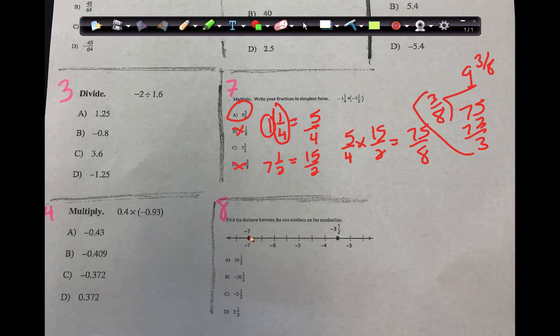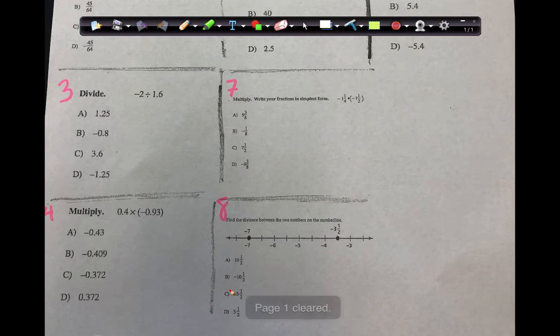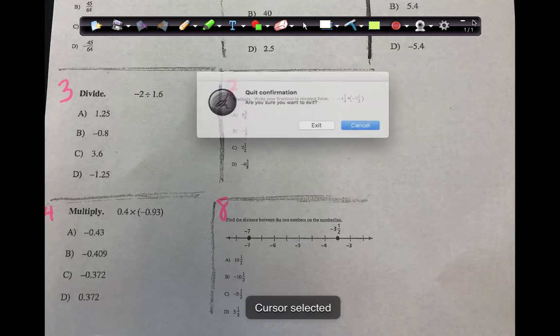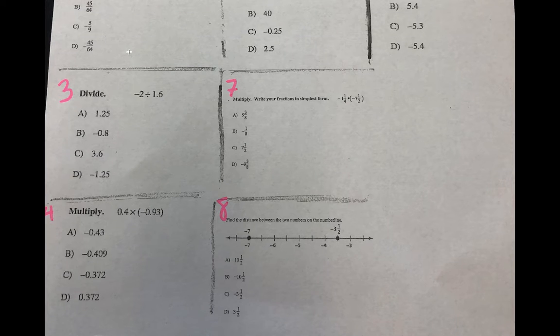And then this says, what's the distance between the two numbers? So there's 1, 2, 3 1/2. So 3 1/2. Distances are always positive. All right, so those are the corrections that we made in class. We'll continue correcting tomorrow.